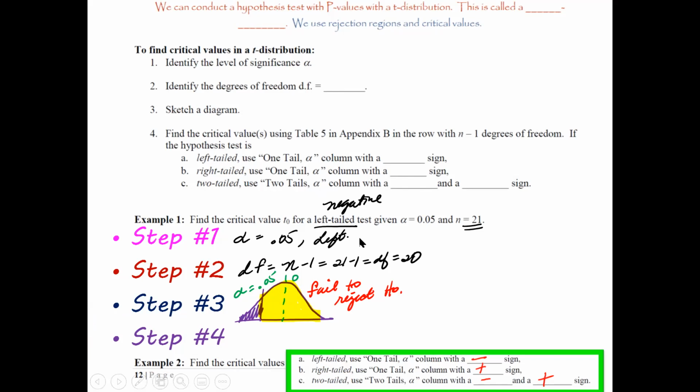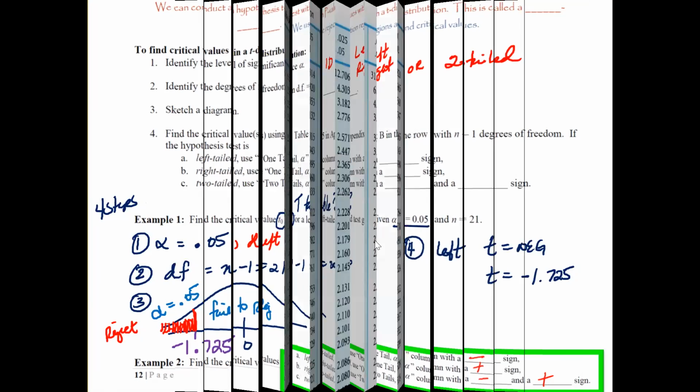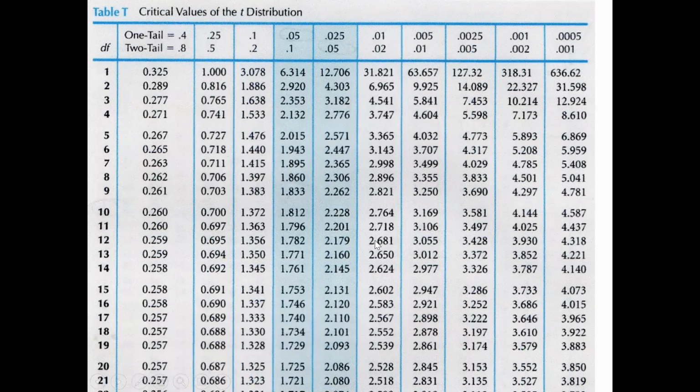All right, so with that information, let's take a look at your table. So here is your table. Remember, your alpha is 0.05. It is a one-tailed test. Your degree of freedom is 20. So I'm going to scooch over here, go down, and it's given to me that my t-value is 1.725. But remember, because it's a left-tailed test, it's going to be a negative answer. So it's negative 1.725.